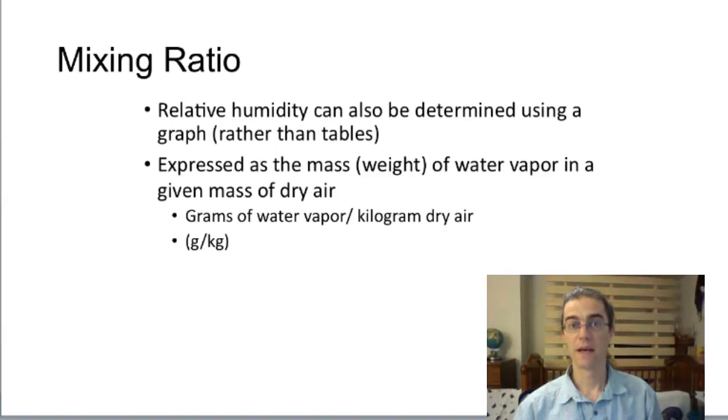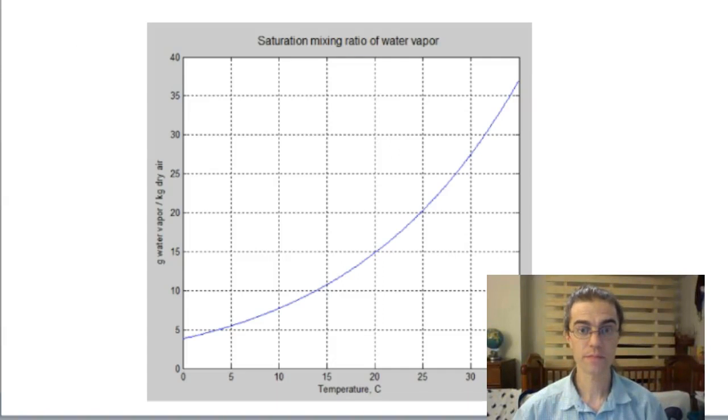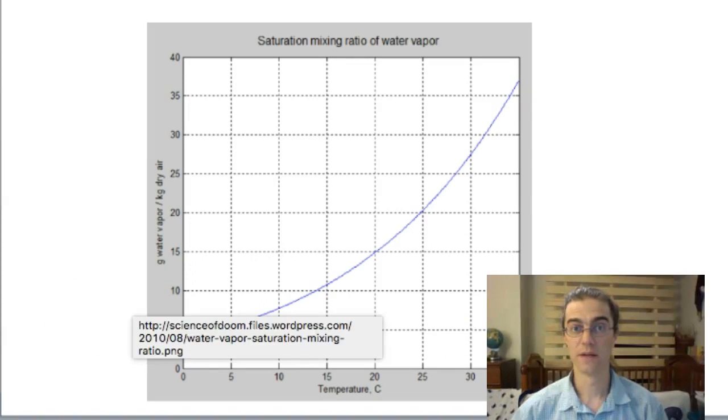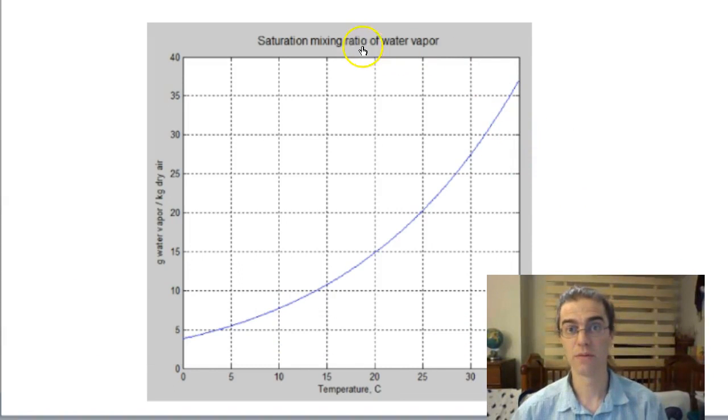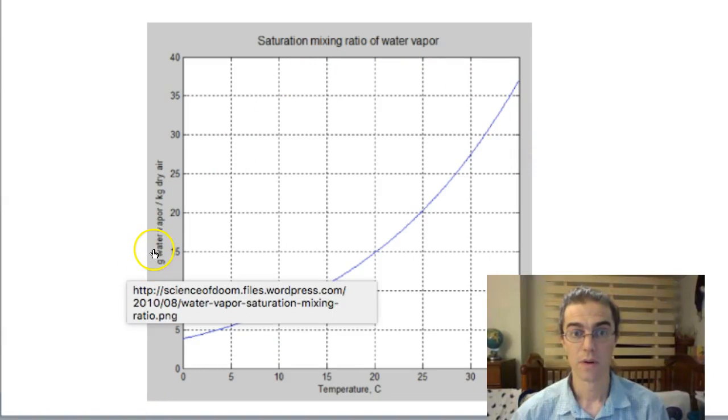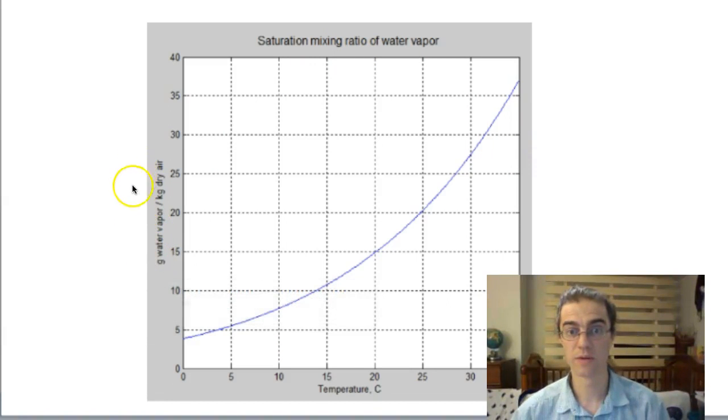Next we want to look at the mixing ratio. The relative humidity can also be determined using a graph rather than the tables, expressed as the mass or the weight of water vapor in a given mass of dry air: grams of water vapor per kilogram dry air. So here you have the saturation mixing ratio of water vapor, grams of water vapor per kilogram of dry air, and temperature along the x-axis.